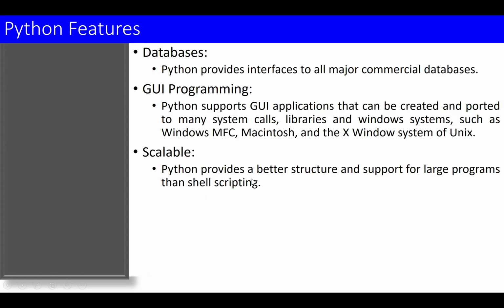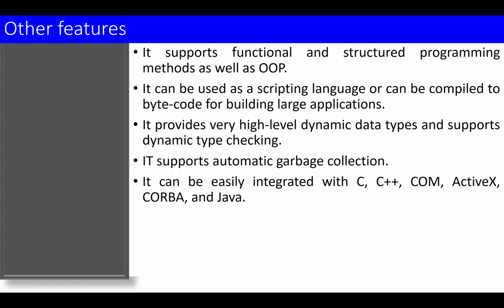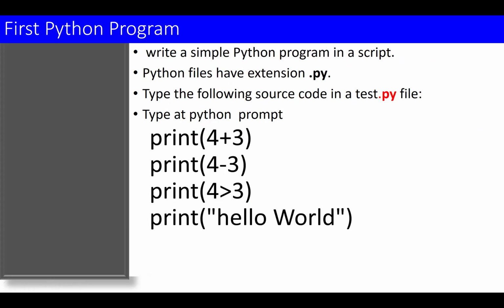Next, it is scalable, because it supports large programs and shell scripting. It supports functional and structured programming methods as well as loops, and object-oriented programming. It can be used as a scripting language or compiled to bytecode for building large applications. It provides very high-level dynamic data types, supports dynamic type checking, and supports automatic garbage collection. It is easy to integrate with languages like C, C++, Java, etc.